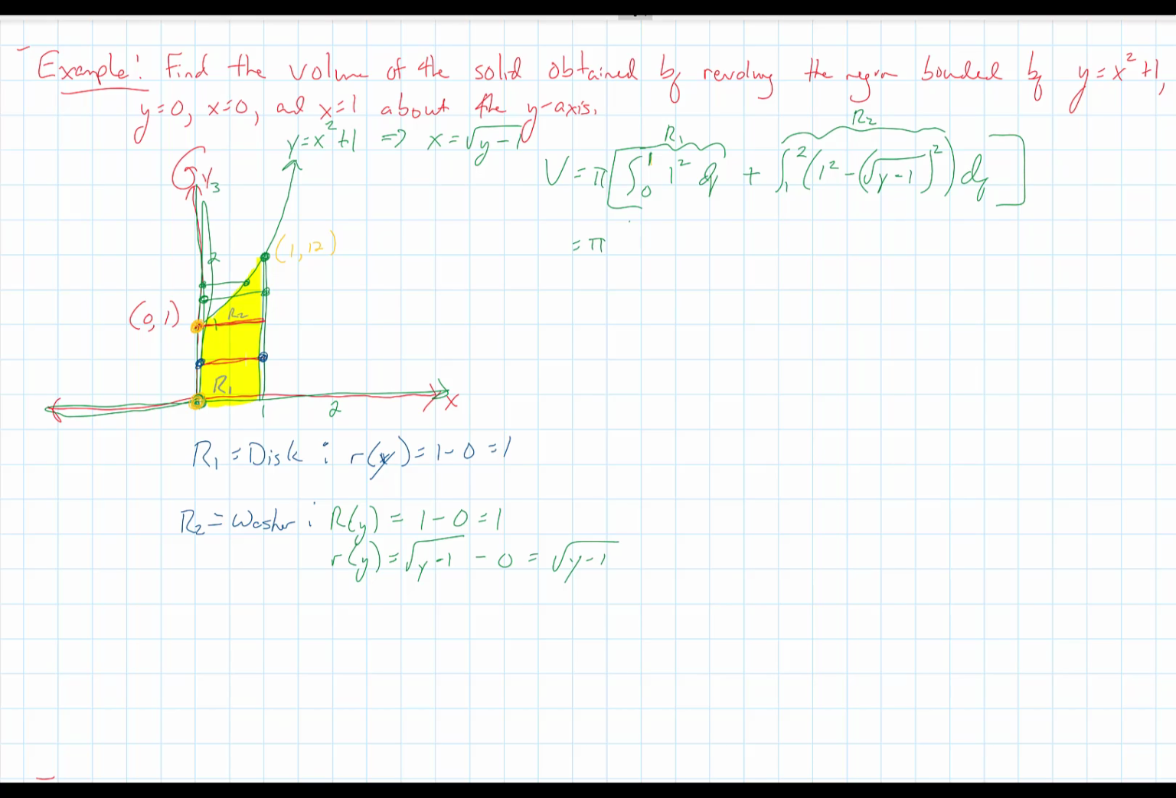So we end up with pi times the integral from 0 to 1 of 1 dy plus the integral from 1 to 2 of 1 minus (y minus 1). So 1 minus y plus 1 dy. And then, of course, 1 plus 1 is just 2. So I end up with the integral of 2 minus y dy.